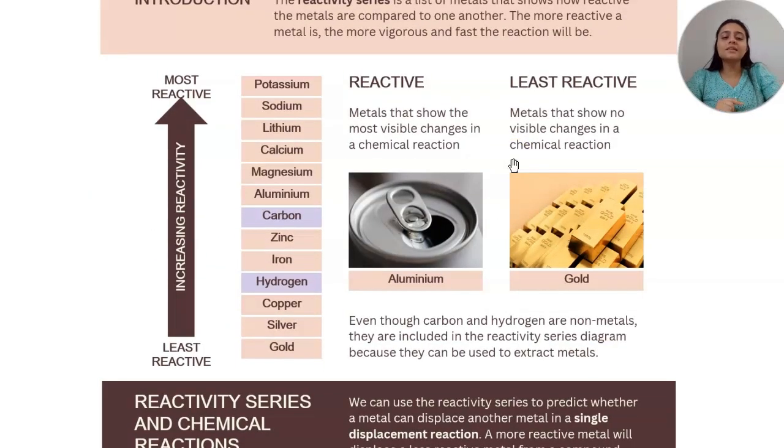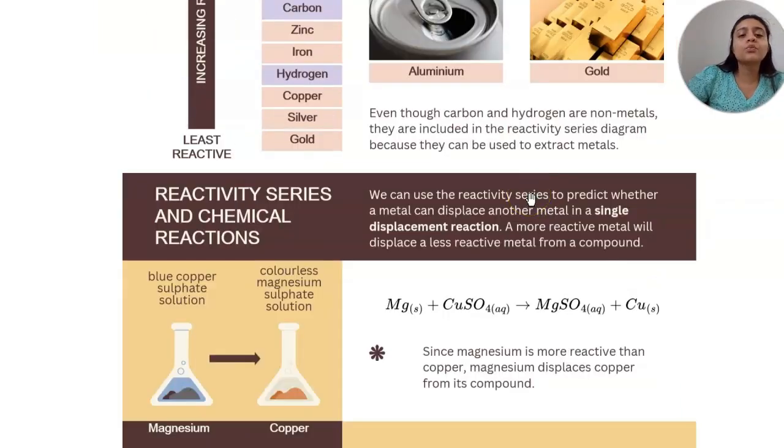Potassium, sodium, it goes from the most reactive elements to the least reactive elements. You can see these are the most reactive elements, and when we come down, these are the least reactive metals. Reactive metals show the most visible changes in a chemical reaction, for example aluminium, and when we talk about gold, it is a least reactive element. We can use the reactivity series to predict whether a metal can displace another metal in a single displacement reaction. A more reactive metal will displace a less reactive metal from a compound.